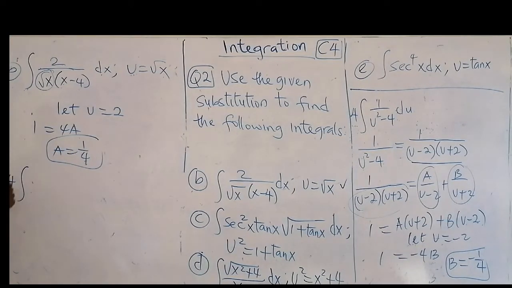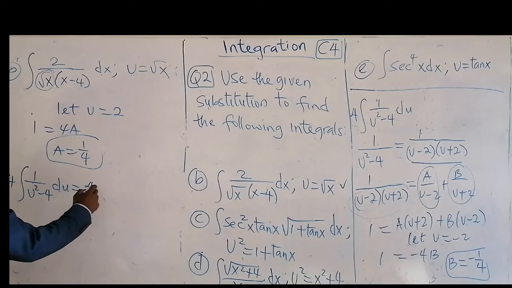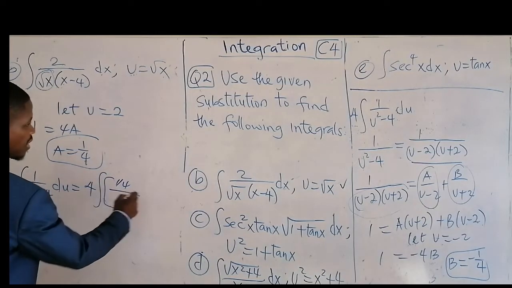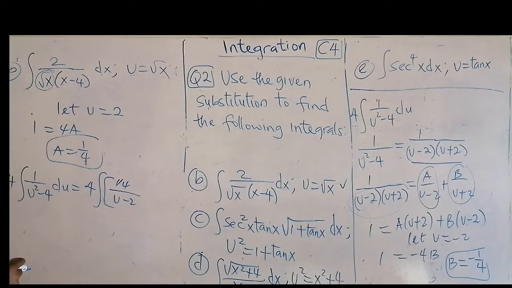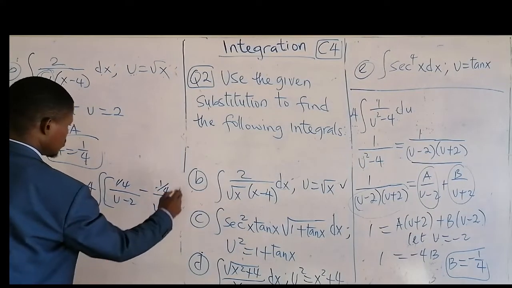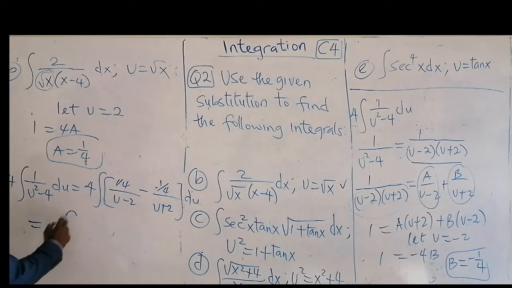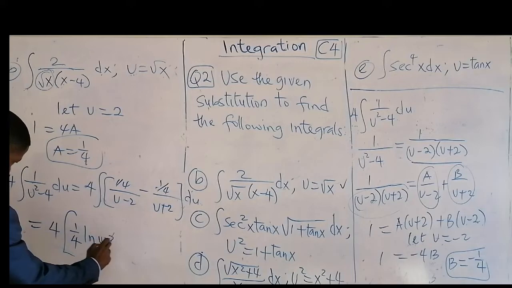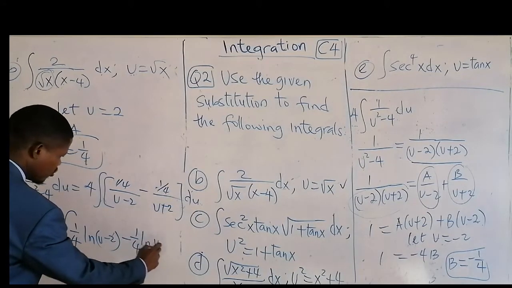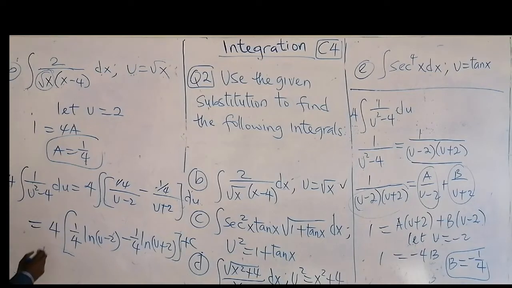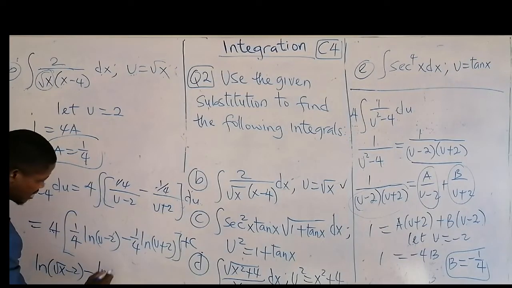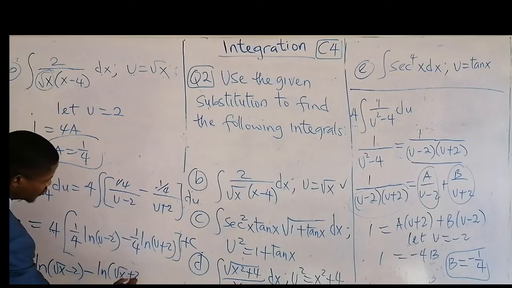Therefore, the integral of 4 times 1 over u squared minus 4 du is equal to 4 times the integral of, a is 1 over 4, 1 over 4 over u minus 2, b is minus 1 over 4, minus 1 over 4, all over u plus 2. And this will give us 4 times 1 over 4 ln of u minus 2, minus 1 over 4 ln of u plus 2, plus c. So the final answer, the 4 goes in, this one times this one. So that will be ln of u, where u is root x minus 2, minus 4 times 1 over 4, that's 1, ln of root x plus 2, then plus c.